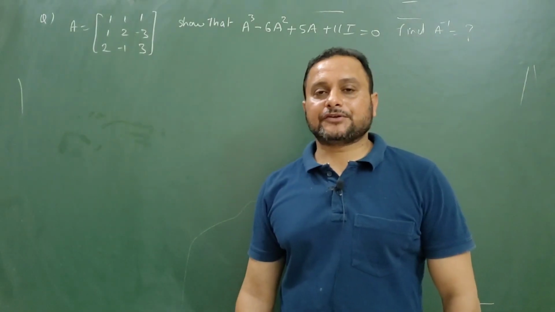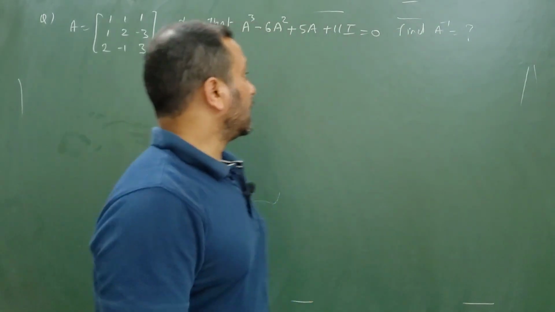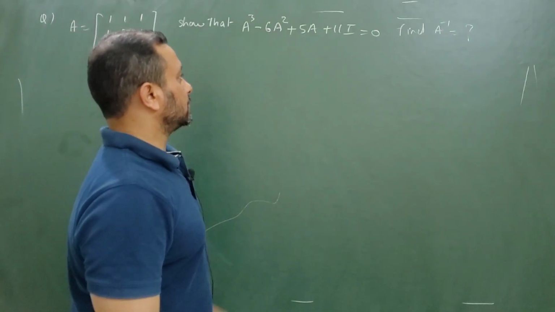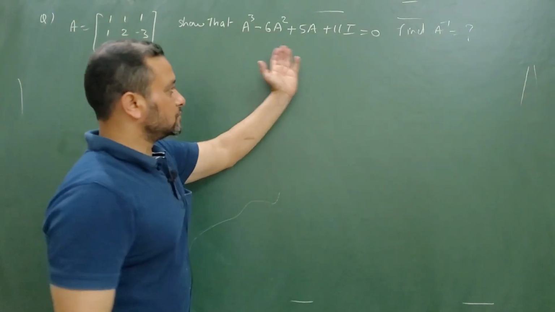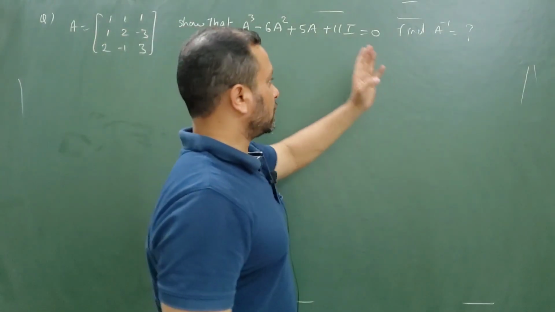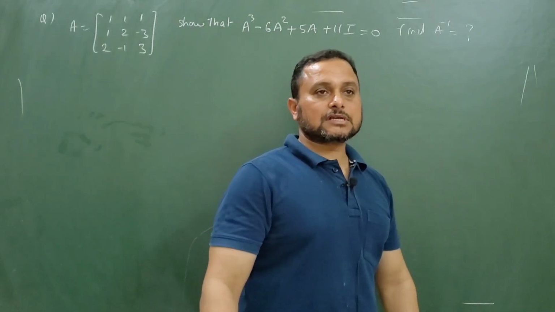In this problem, the matrix A is given, which is 3 cross 3, and we need to show that A cube minus 6A square plus 5A plus 11I is equal to 0. We first have to show this equation equals 0 for this matrix. After that, from this equation we have to find the value of A inverse. So let's start this question.